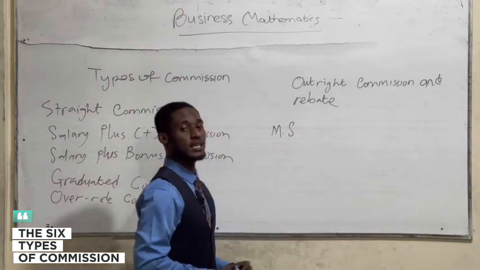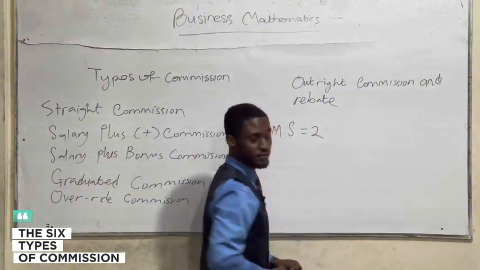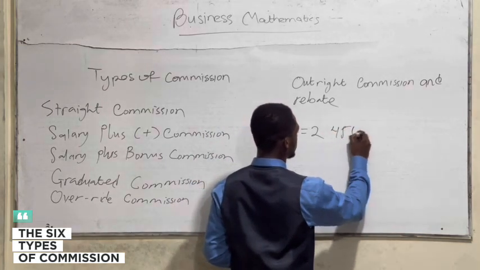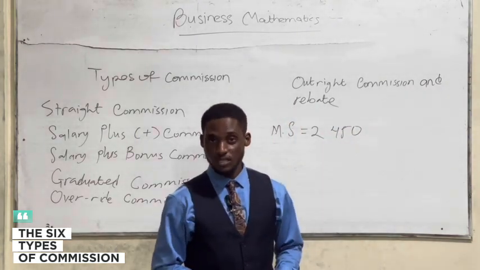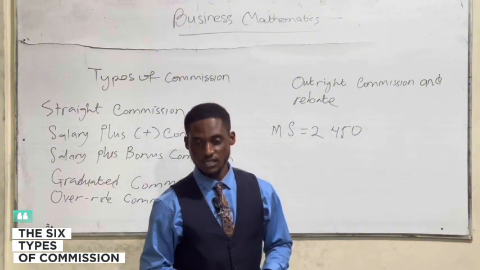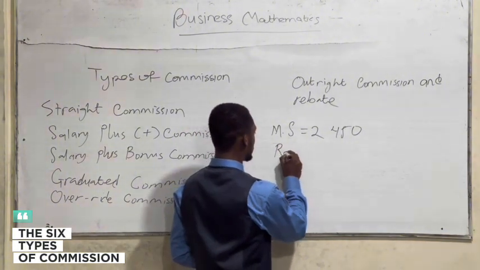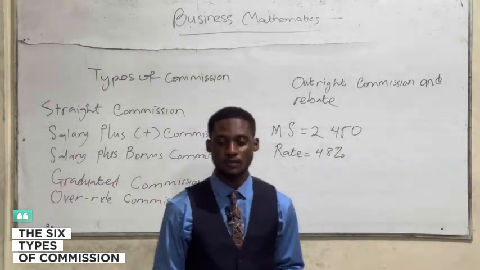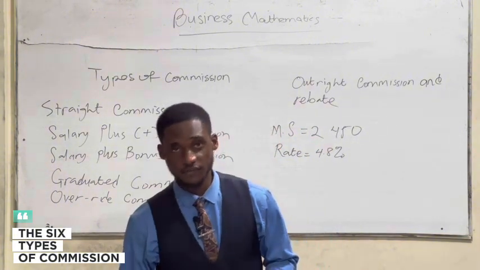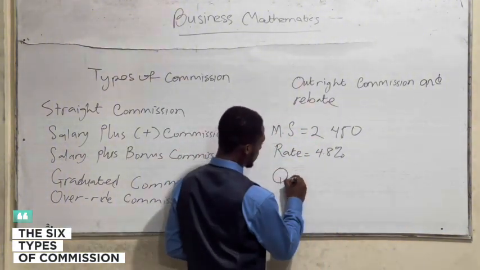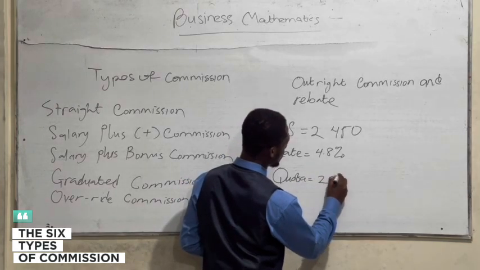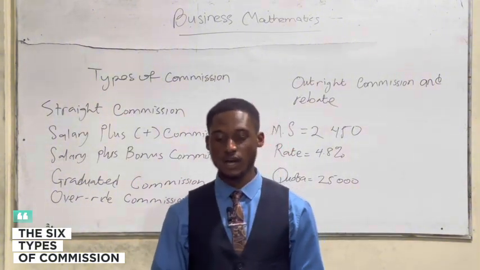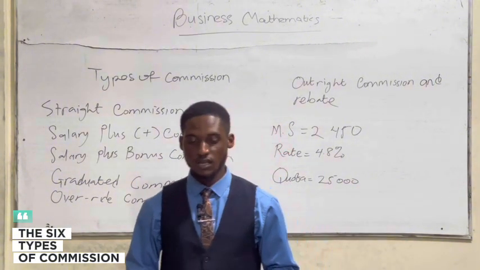This salary here is represented by MS. He gets a monthly salary of 2,450 plus a commission of 4.8%. So that's the rate, on all sales above 25,000. So the quota here will be 25,000. What is his total earning if his total sales for the month is 63,000?